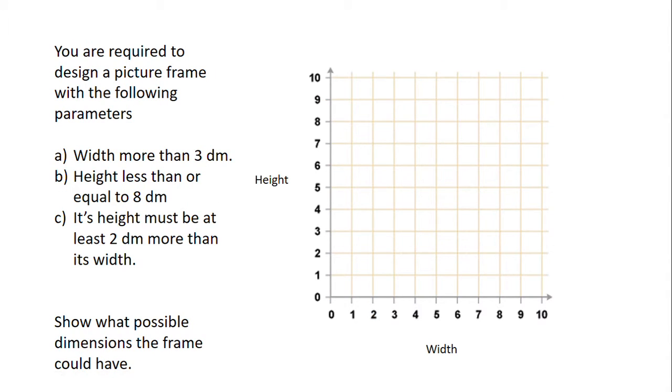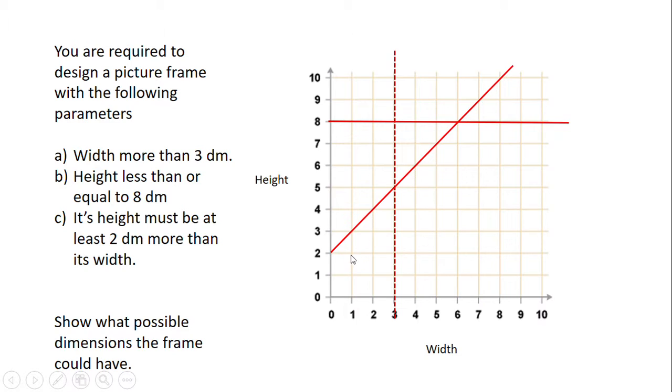Moving on again. Width more than 3, height less than or equal to 8. Now if it's less than or equal to 8, we use a solid line, and that's very important. I'm going to come back to that at the end. If it's less than or equal to, we use a solid line. That's just part of the notation that we use. Its height must be at least 2 decimeters more than its width.